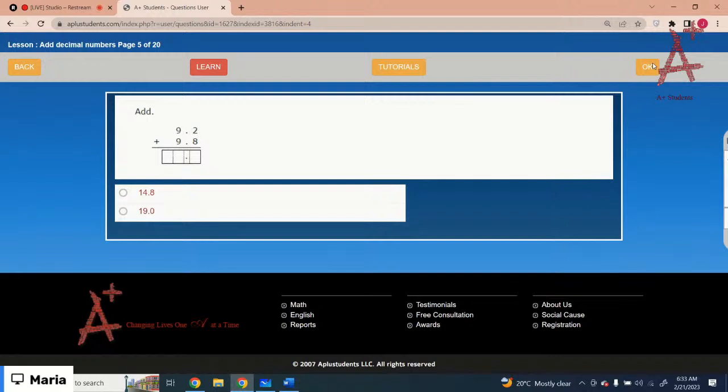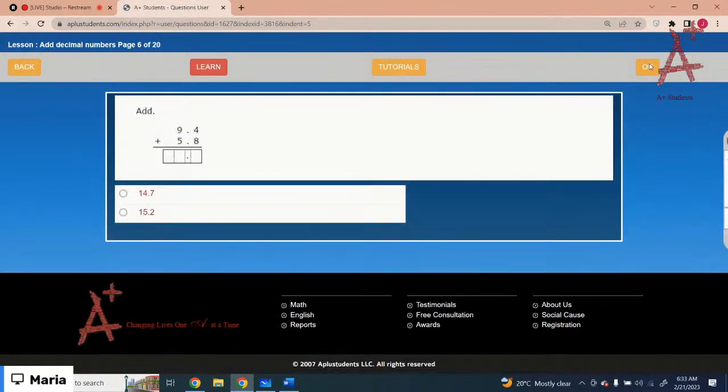Okay, when you add them, 8 plus 2 is 10, 0 and 1 carry. 9 and 9 is 18 and 1 is 19. So it would be 19.0. The correct option is 19.0. Got it? Just select the correct option and click on the OK button.